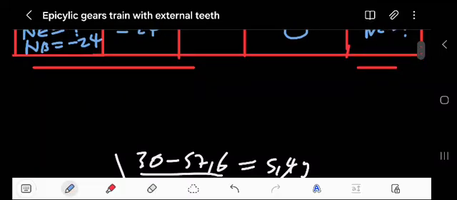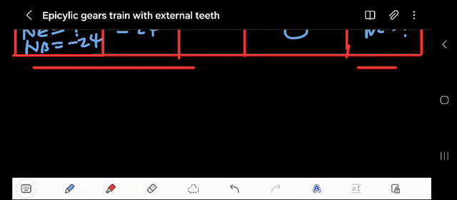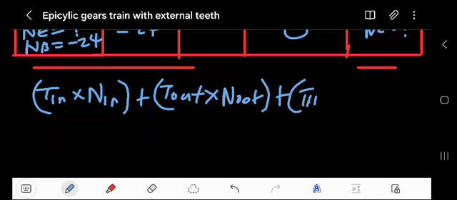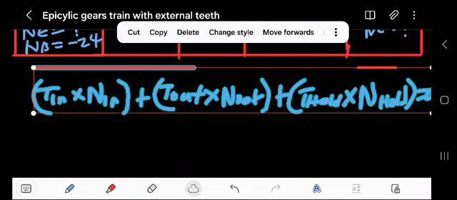Why we're calculating the output speed is because I've shown you this formula, guys. If you still remember it, I've said input torque must be multiplied by input speed, right? You still remember this formula? Then I said plus output torque multiplied by the output speed, plus the torque hold multiplied by the hold speed. Obviously they must correspond. All of these must be equal to 0.